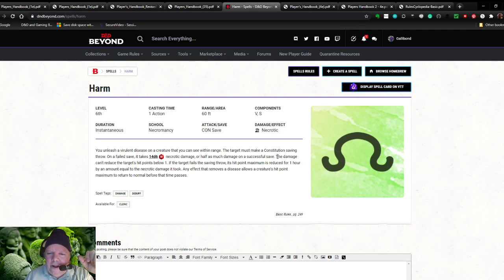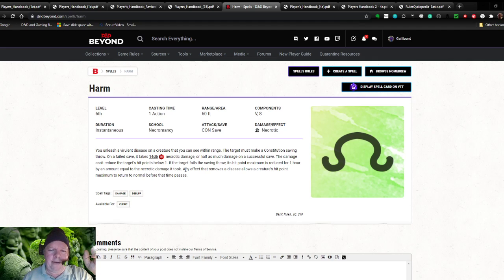Okay, now see here, it's very clear. On a failed save, it takes 14d6, or half as much on a successful save. That's all one thing. Separate thought: damage cannot reduce the target's hit points below 1. Full stop. Doesn't matter whether they save or they don't. Can't reduce it below 1. That's better. So, if the target fails the saving throw, its hit point maximum is reduced for 1 hour by an amount equal to the necrotic damage it took.